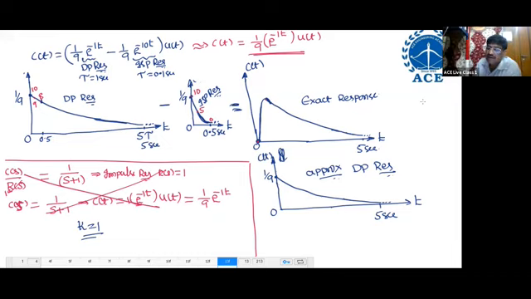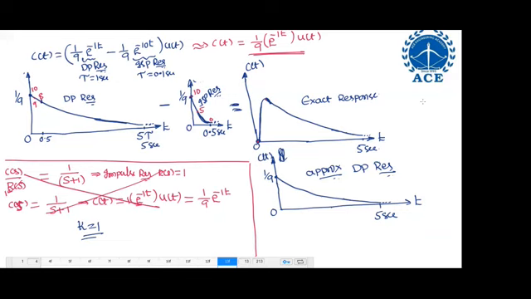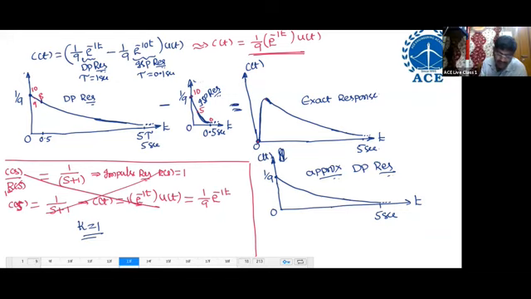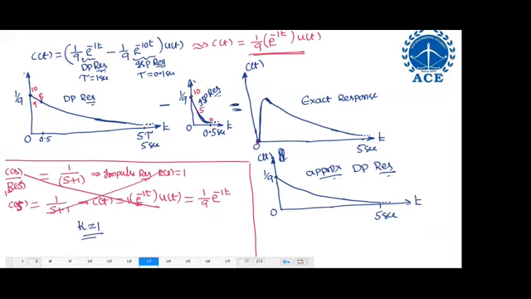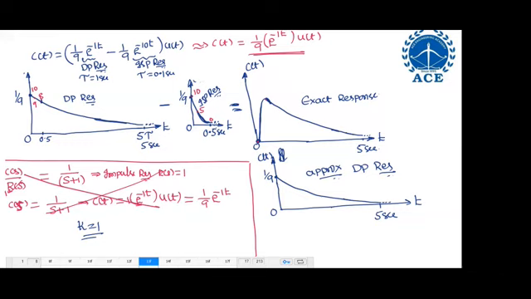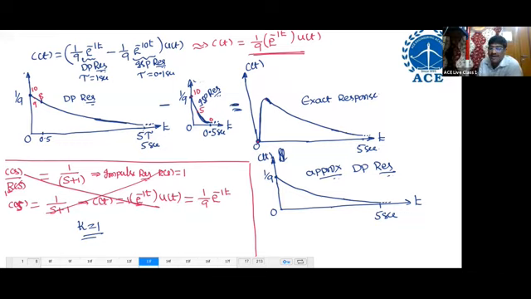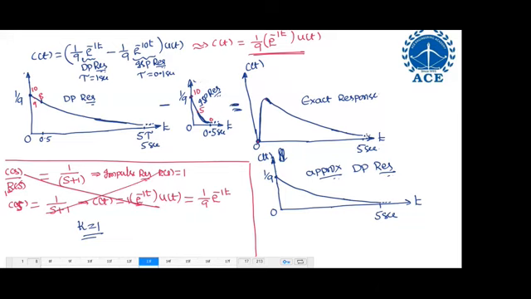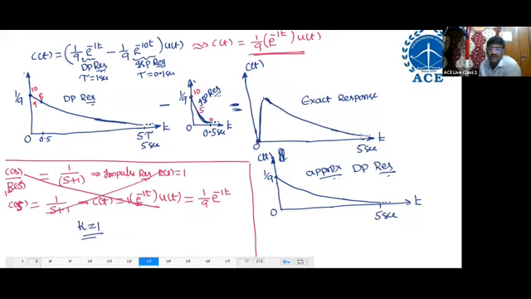Hello, sir. Tell. Page number 13F. Sir, please can you explain again the exact response part? Subtract this, just subtract it. You will get the exact response. After 0.5 seconds, insignificant is 0, so what is left? Dominant pole response only is left. So from here to here is dominant pole response only. This is the same dominant pole.